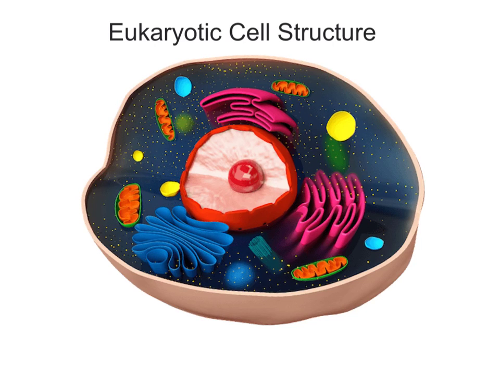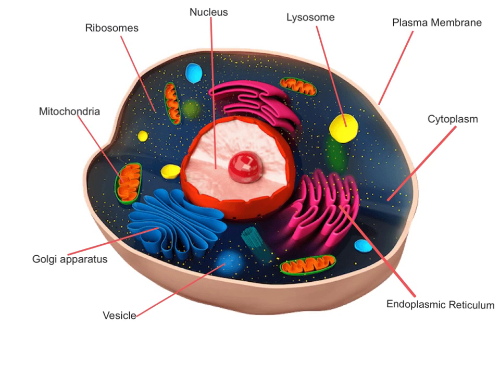This video will explain eukaryotic cell structure. Here are all 9 cell structures labeled.